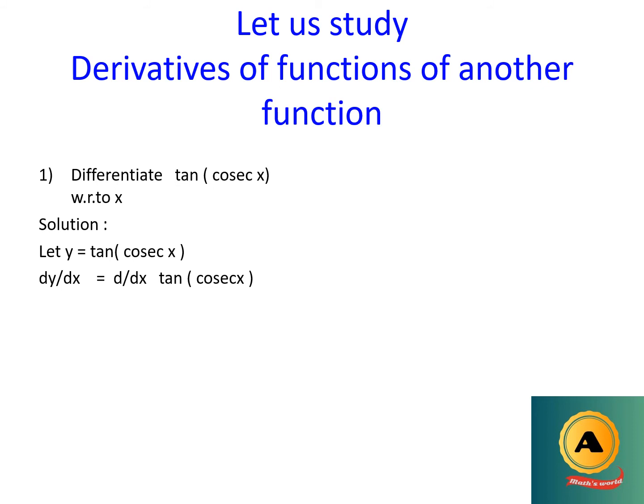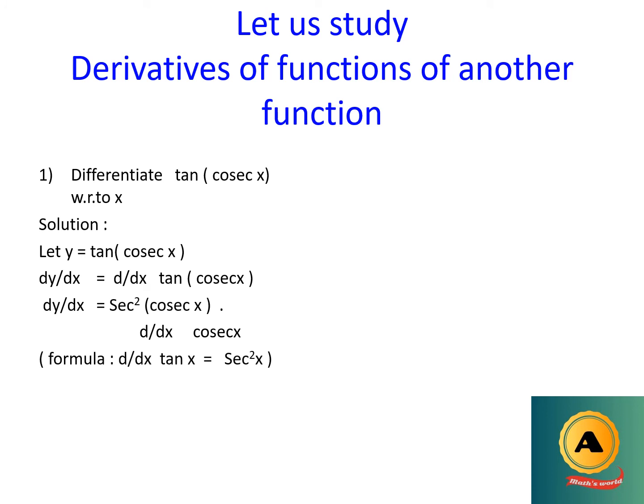So apply same formula and replace x by cosec x. So dy by dx equals to sec square of cosec x into derivative of cosec x. Here we have to write formula derivative of tan x equals to sec square x as a reason. Now sec square of cosec x will remain as it is, and we have to apply derivative of cosec x. So dy by dx equals to sec square of cosec x into derivative of cosec x is minus cosec x into cot x according to the formula.